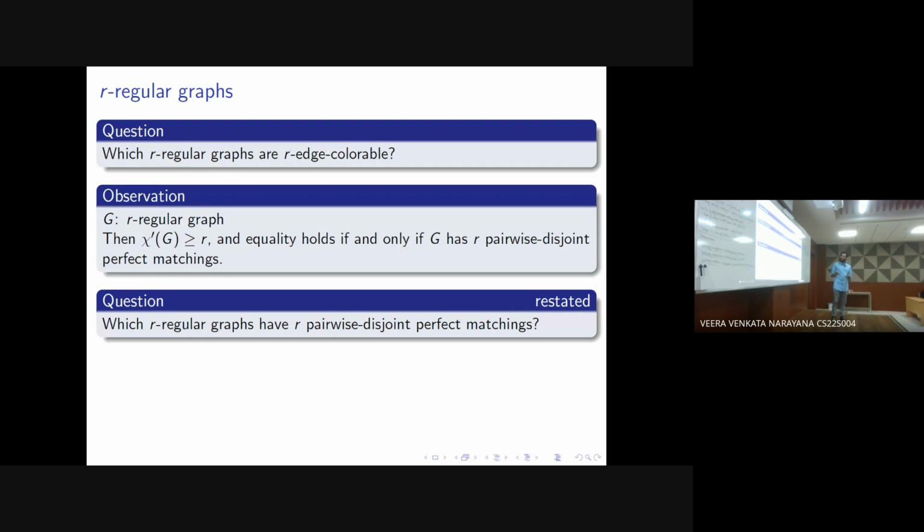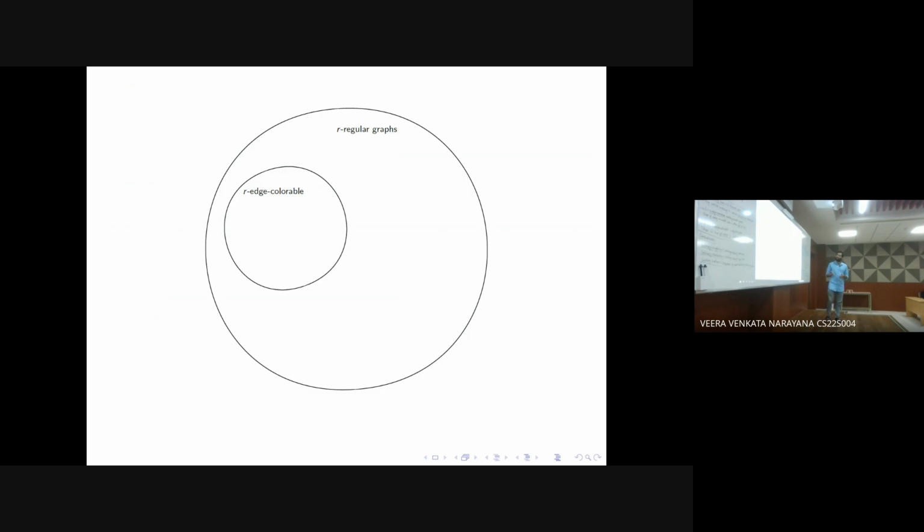Just to recall, here is a 3-regular graph with a perfect matching. A perfect matching means a set of edges, here the red edges, such that each vertex has precisely one red edge. And this 3-regular graph is also 3-edge colorable. So if you want to know all r-regular graphs that are r-edge colorable, clearly this is a non-empty set.